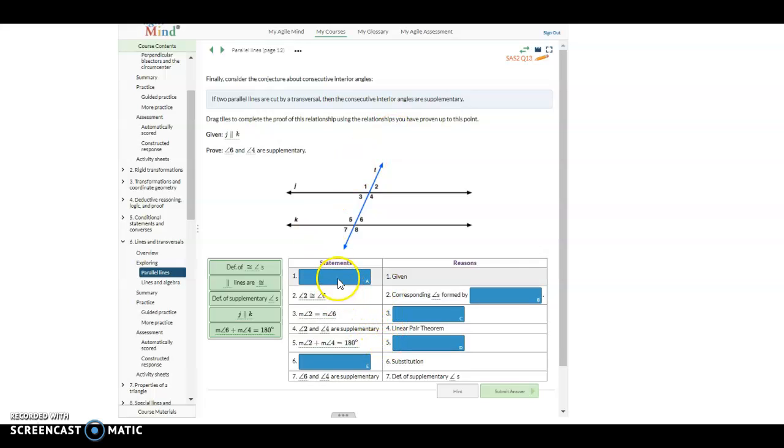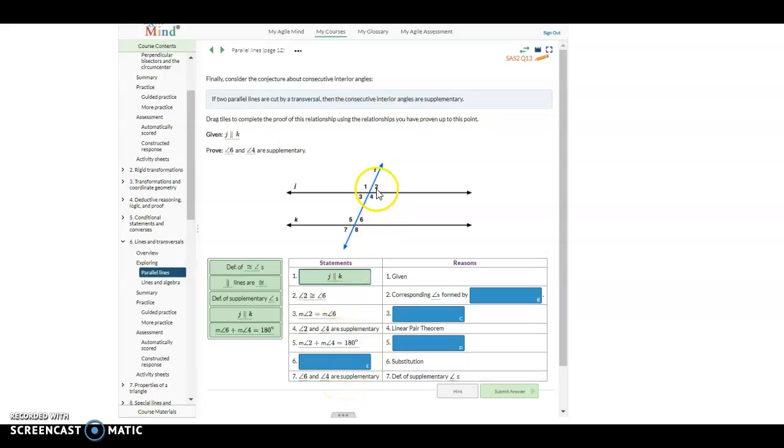We know the first statement is easy. It's just what we are given, because it tells me my reason here is given. So J being parallel to K is the very first statement. They took away another one of our easy parts, the fact that we know we want to end up with angles 6 and 4 being supplementary. So let's look at our second step.